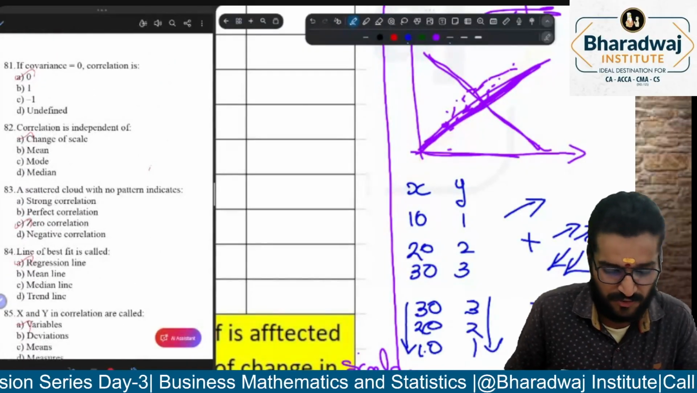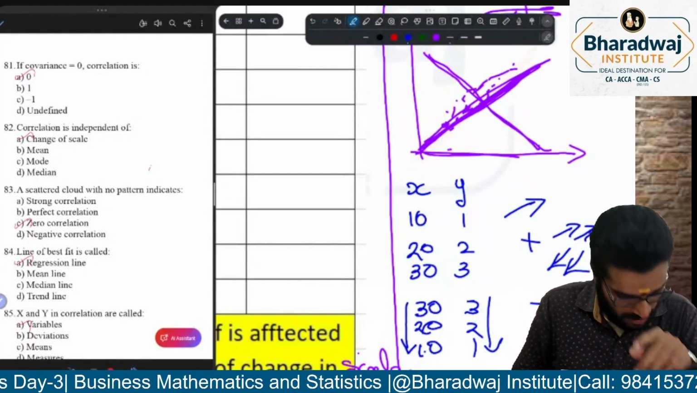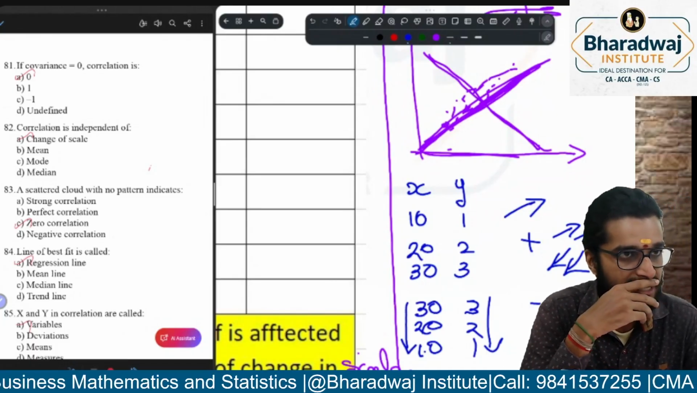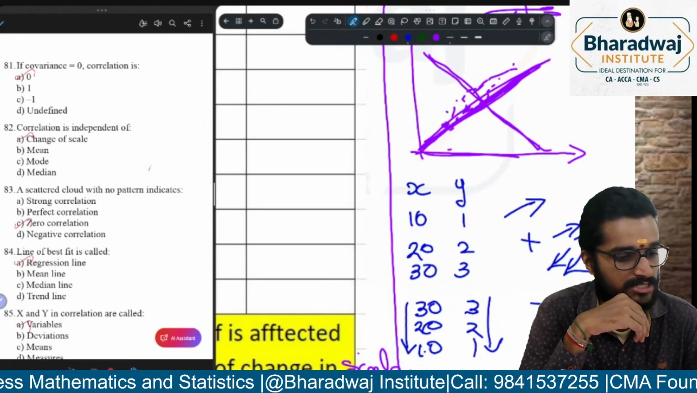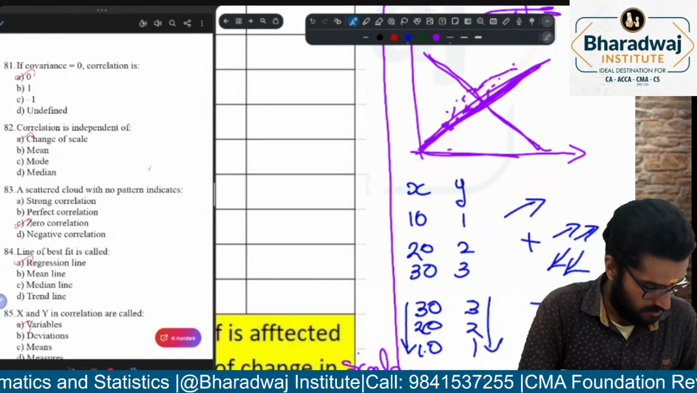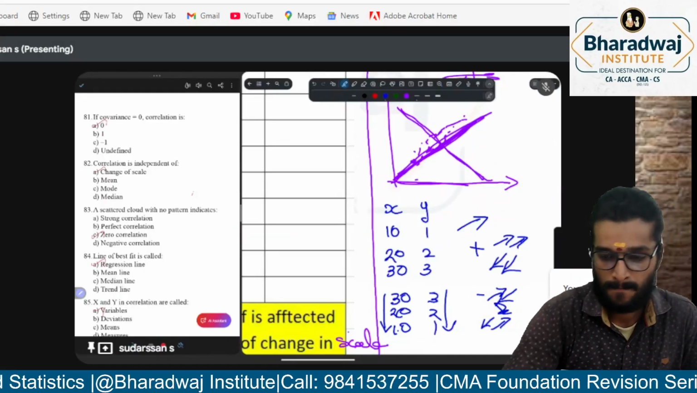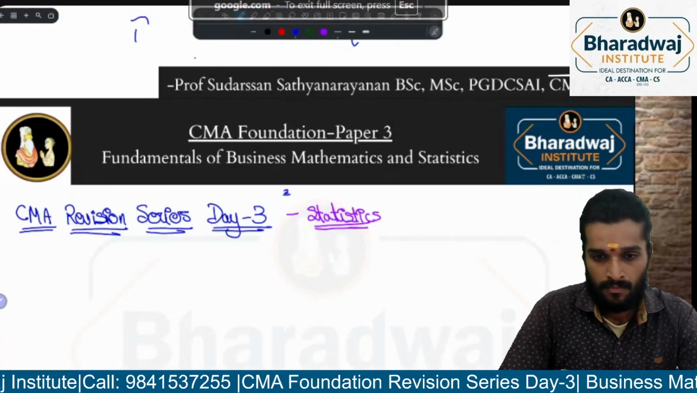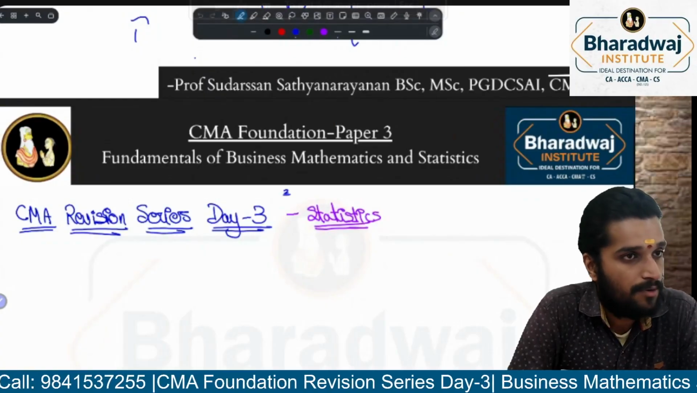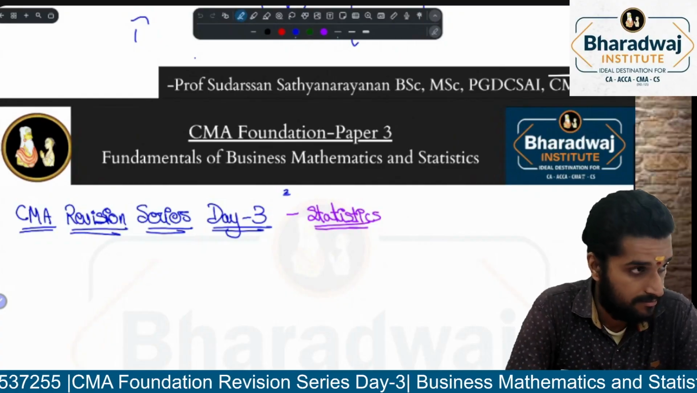I just took a few example problems from correlation. Anyway, I will share with you my own problem set for correlation. It contains around 100 questions. Just a minute, let me share it. So till now we have discussed the problems in correlation. We are yet to proceed with regression.